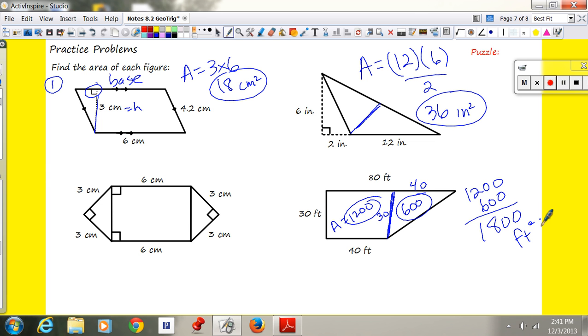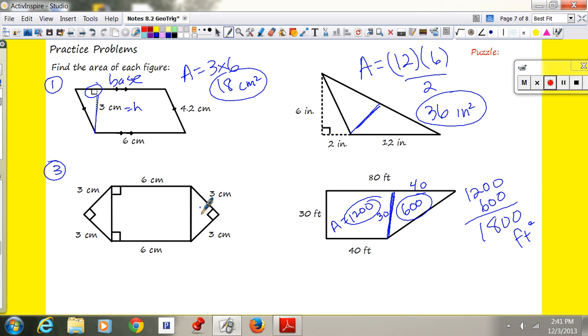Number 3 is our last one here. We have this first triangle, we have the second triangle. What do we know about those 2 triangles? They're right triangles. They're both congruent to each other. They're right isosceles. That means they're what kind of triangles? 45, 45, 90s.